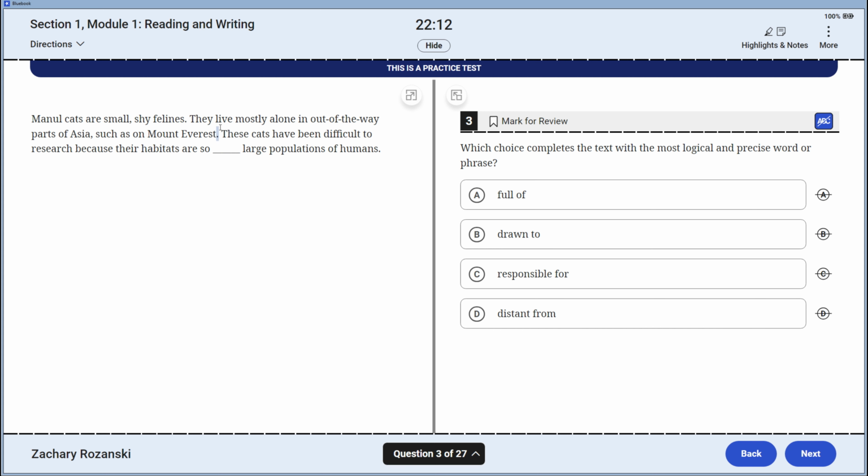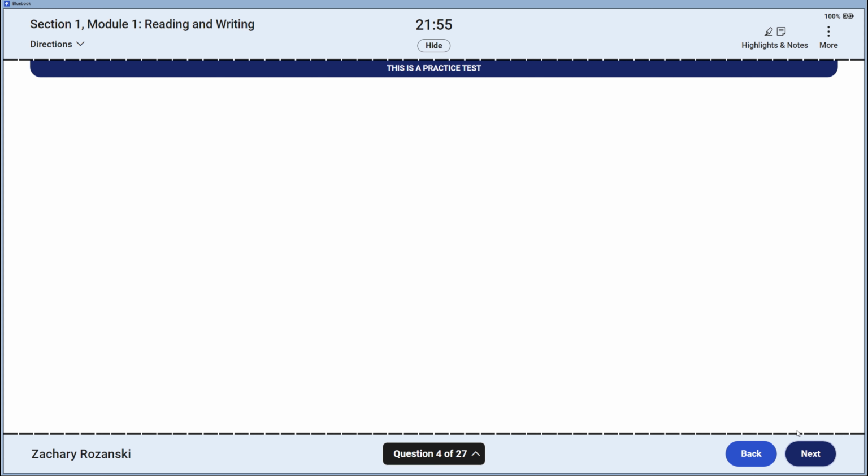This compares the text. We probably will have a signal element. These cats is going to kick us back. What are the kind of cats? Mostly alone and out of the way parts. These cats have long been difficult to research because their habitats are so isolated from, is what I'm looking for here. Distant from is what it offers to me, and I like that choice.